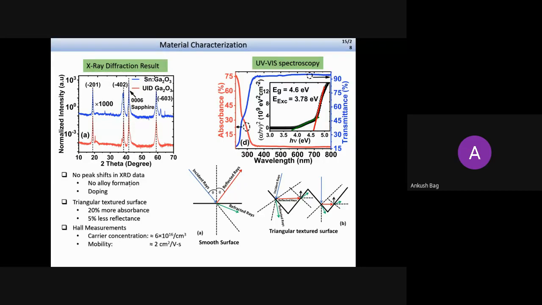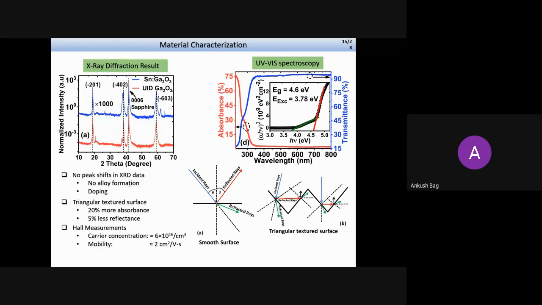We also need to confirm whether we are making an alloy or doping it. What we observed is that if there is any alloy formation, there will be a peak shift. Why does this peak shift occur? In XRD, the primary principle is Bragg's law, where the lattice constant, the distance between two atoms, decides where you will have the peaks and what the interference pattern will be. When we have alloy formation, your lattice distance and interference pattern change, and thereby you will have a shift in the XRD peak.